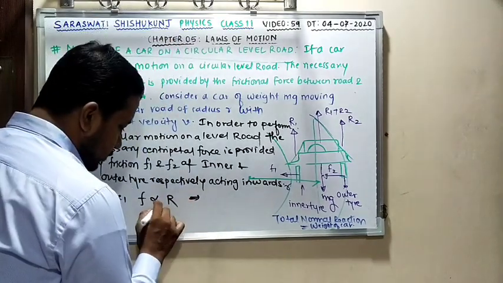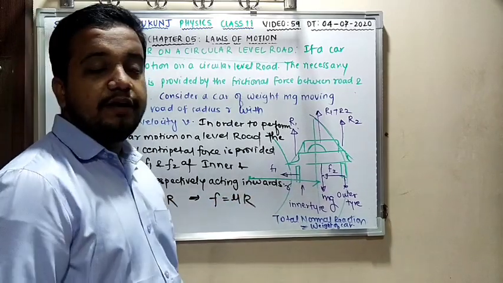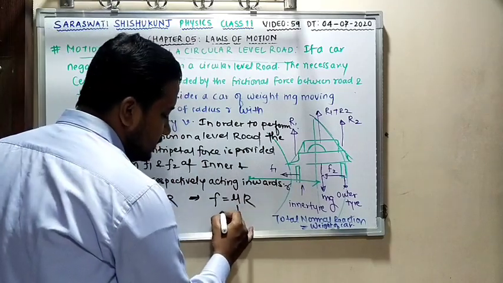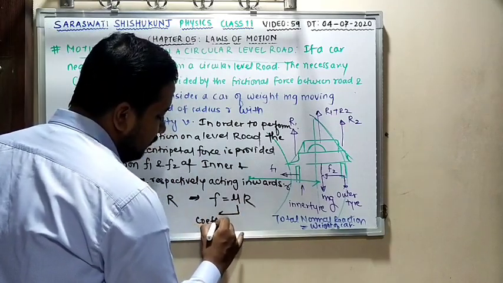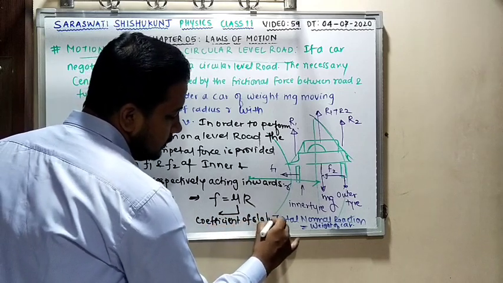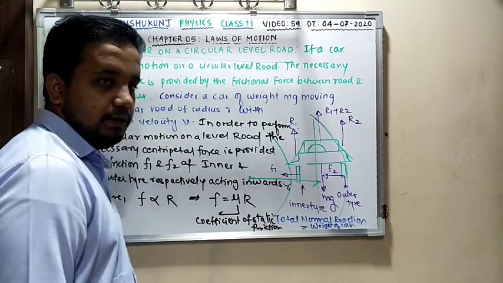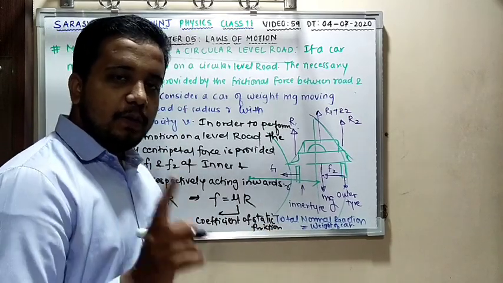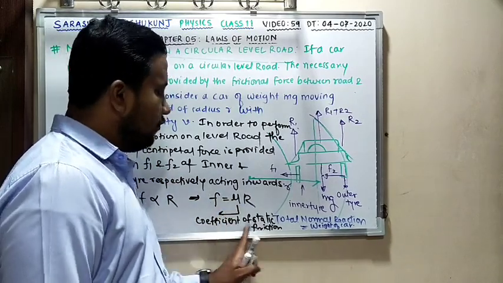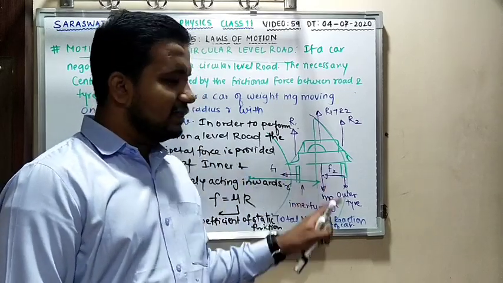If I remove this proportionality sign, what am I going to get? F is equal to mu R. One thing you have to notice over here is what this mu means. Mu is nothing but the coefficient of static friction. Is this clear? So we have got the equation for frictional force F equal to mu R, where mu is nothing but the coefficient of static friction.